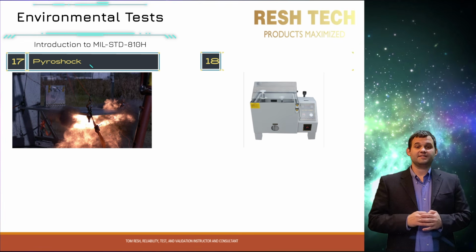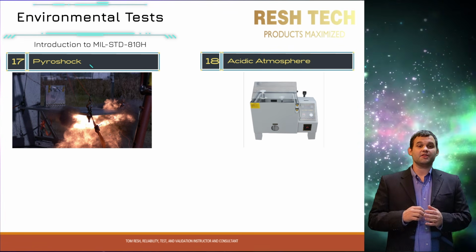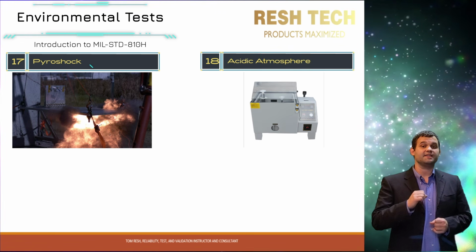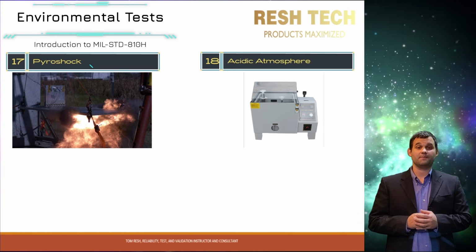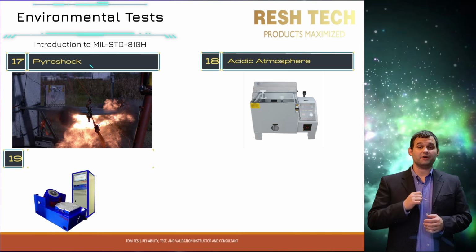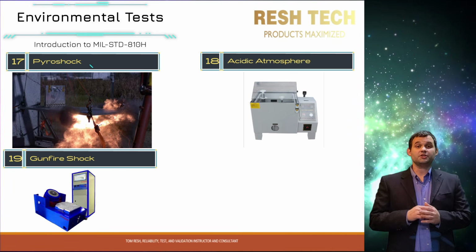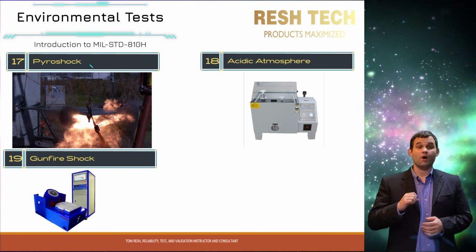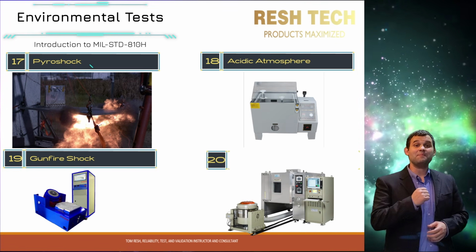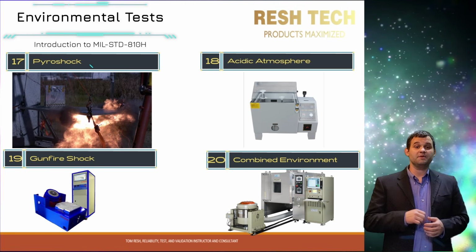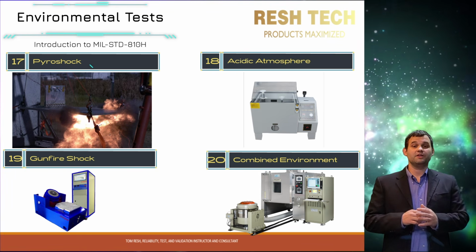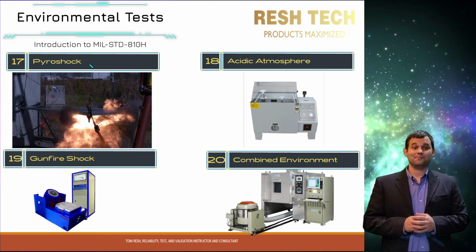We then have acidic atmospheres. This is another type of corrosion test using an acidic chemical or chemicals and can simulate things such as acid rain. We then have gunfire shock. As the name implies, these are shock load cases that occur when a weapon is fired. Next up, we have combined environment. This can be vibration over temperature, temperature, humidity, and altitude, or a combination of all for a really good time.